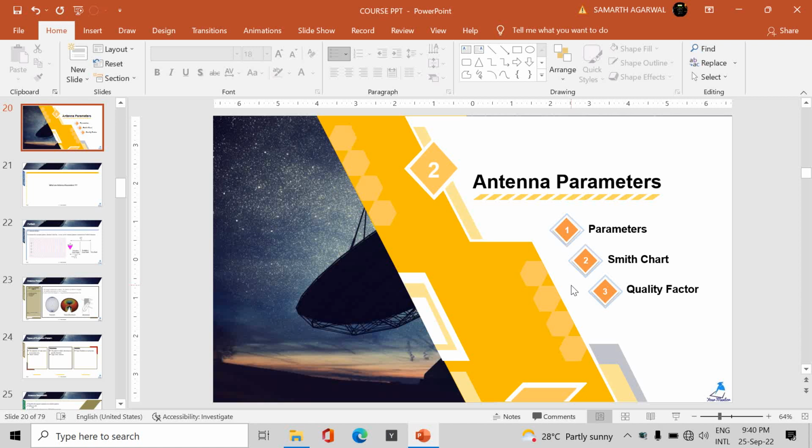Hi everyone. So from this session onwards, we'll start our module 2, that is antenna parameters. Some key highlights I have mentioned here: we'll look at different kinds of parameters for how to analyze your antenna. Further, the Smith chart and quality factor we would also like to discuss in this module. Okay.